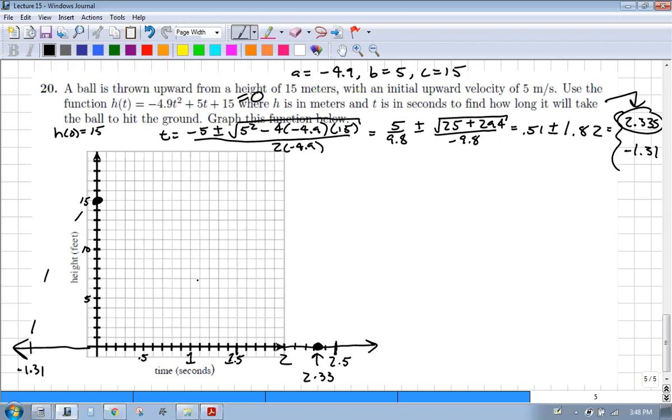So what we need to do is find our axis of symmetry. We'll do negative b over 2a. So it's negative 5 over 2 times negative 4.9, which is 5 divided by 9.8, which was 0.51. So that's going to be right about here. That's our axis of symmetry. To find out where our vertex is, we plug that into our function.